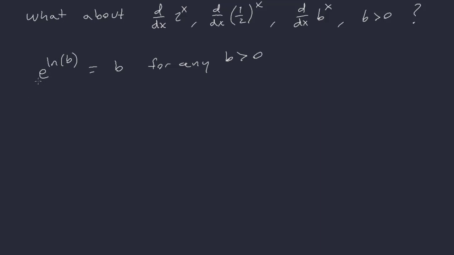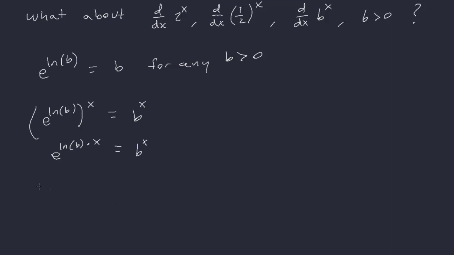That's just because e and natural log cancel each other out. Well, if we then raise both sides to the x, e to the natural log of b to the x is equal to b to the x. And then whenever you raise a power to a power, you multiply, so really what we have here is e to the natural log of b times x is the same thing as b to the x.